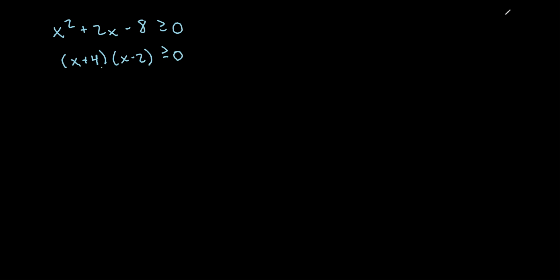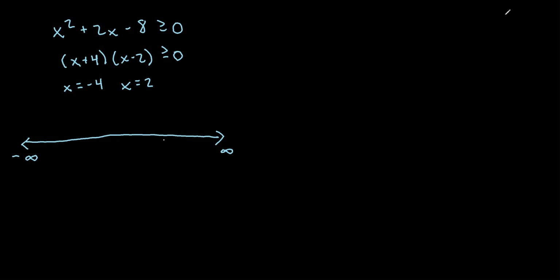So now we think, what values of x would make this left-hand side equal to 0? Well, we can see that would be x is negative 4 or x is positive 2. So these are our 2 points of interest. So what we need to do is, let's draw a number line like this. And let's say this side is extending towards infinity, this side is extending towards negative infinity.